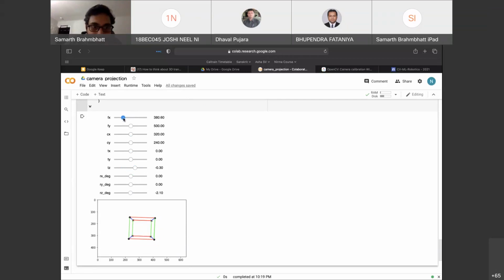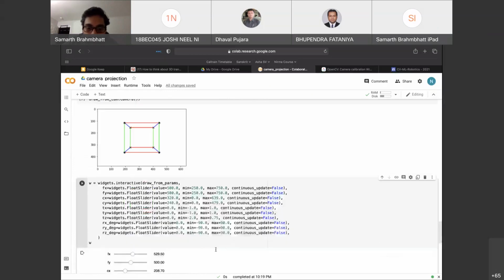If we decrease the x-axis focal length, we can see it getting thinner in the x-axis. If we increase, then it gets thicker in the x-axis. And similarly, Cx, Cy kind of shifts the object. So ultimately, this is just the same cube, which is at the same position, but it is being viewed through different cameras with all these different parameters. And when you do that, you can see how that camera parameter changes.